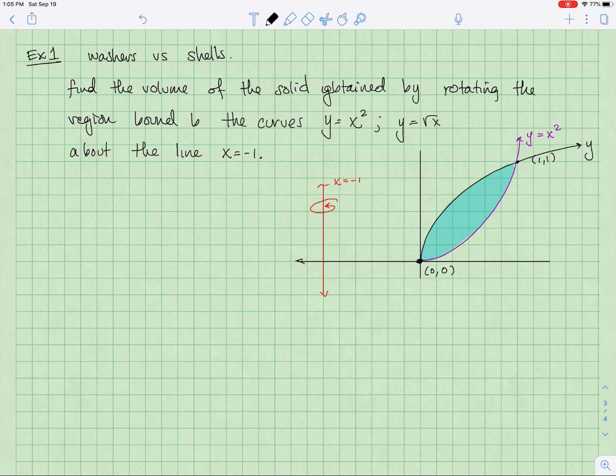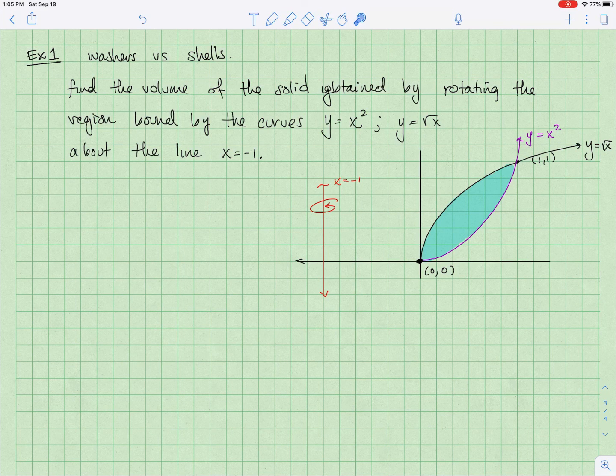So what we have here is a question that asks us to find the volume of the solid obtained by rotating the region bound by the curves y equals x squared and y equals root x about the line x equals -1. So y equals x squared is the purple curve, I guess I cut it off there. Y equals root x is the black curve here. And then the vertical line x equals -1 is over here.